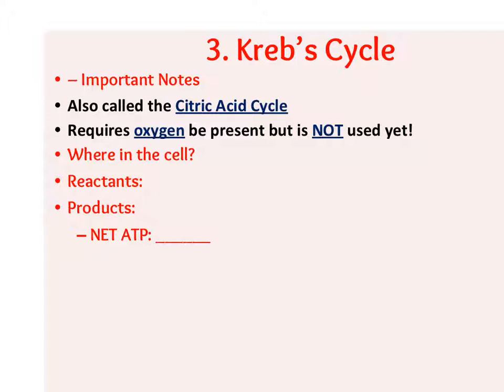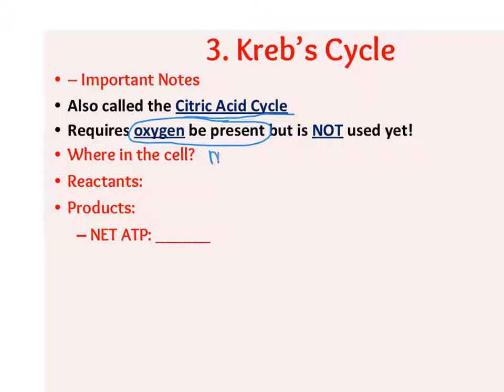Alright, so here's the Krebs cycle, also called the citric acid cycle. Now, remember, glycolysis was totally anaerobic, it did not require oxygen at all. Now, the Krebs cycle does not use oxygen, but it needs oxygen to be present in order for the Krebs cycle to work. So if there's no oxygen, the Krebs cycle will not work, even though oxygen is not actually used.